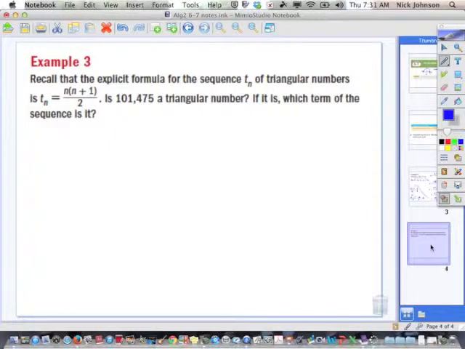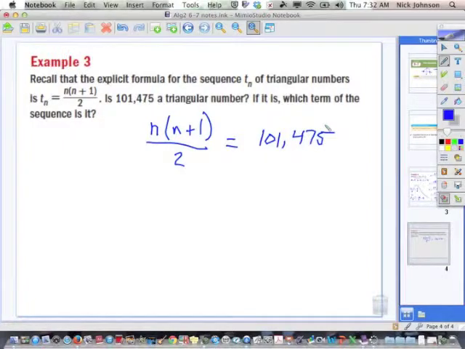Let's look at example 3. It says, recall that the explicit formula for the sequence t sub n of triangular numbers is t sub n equals n times the quantity n plus 1 divided by 2. Is 101,475 a triangular number? If it is, which term of the sequence is it? So they want to know when this function equals this number. Okay? They want to know when this function equals this number.